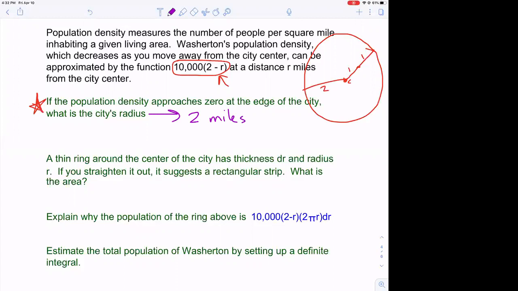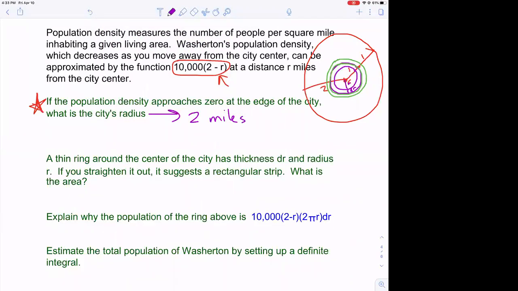Now, the second question is also just like, what in the world? It says a thin ring around the center has a thickness dr and a radius r. So I'll just draw that. What they mean by ring is like this, right? If you kept on drawing rings of different colors here, you'd end up with a bunch of washers. Anyway, long story short, let's say that one of these things has a thickness of dr. So that's how thick it is. And then it's got a radius right there of r.